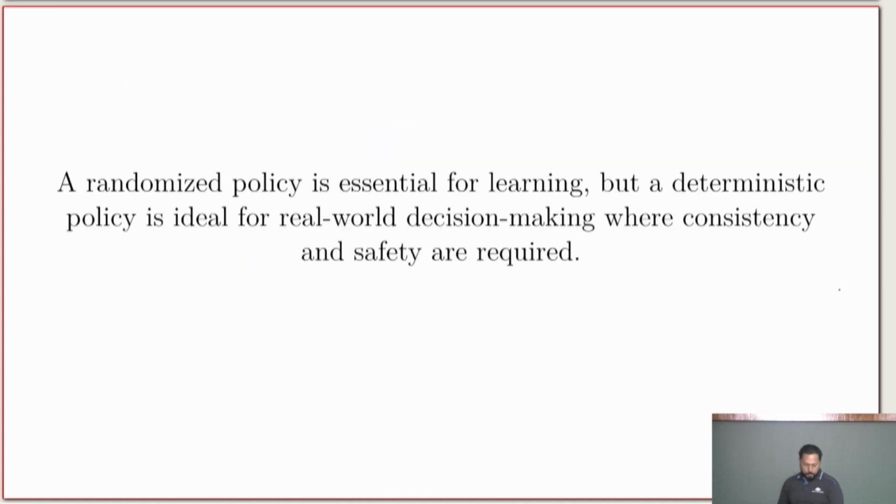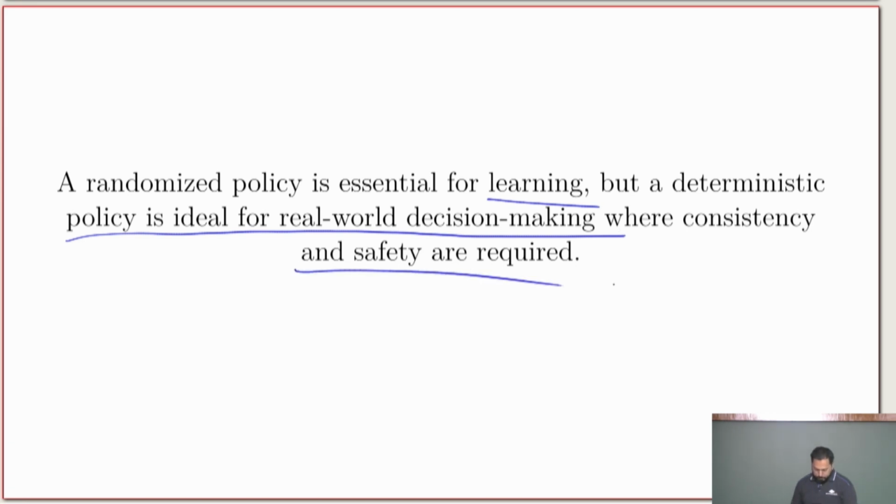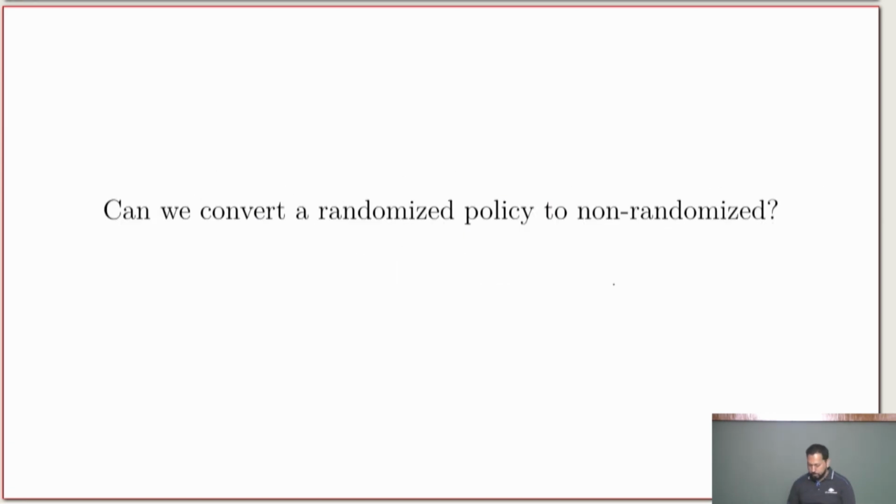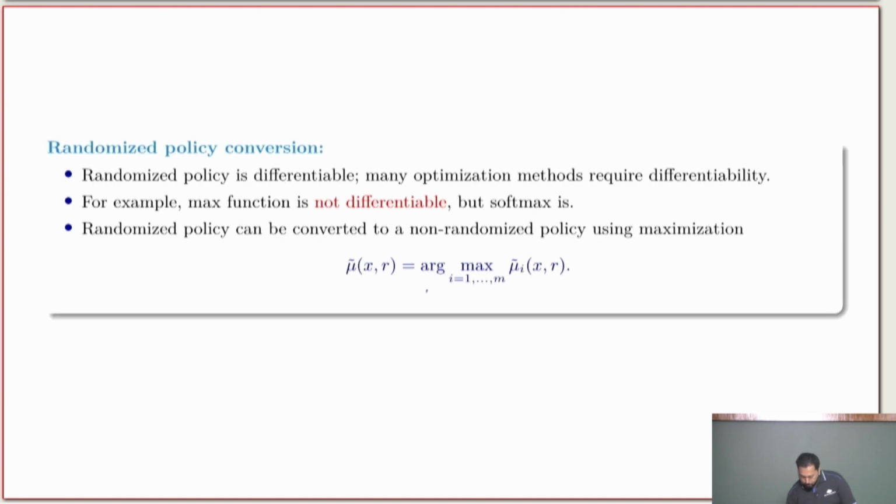Okay, so a randomized policy is essential for learning, but a deterministic policy is ideal for real world decision making where consistency and safety are required. Can we convert randomized policy to non-randomized? By now you already got the hint. Use the max. So there you go, you use the max.